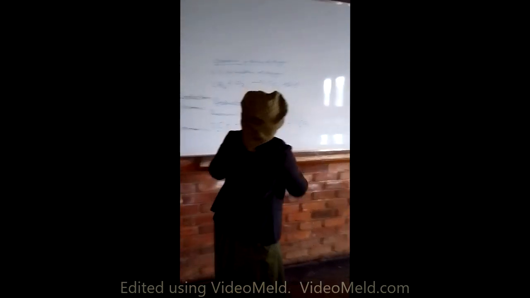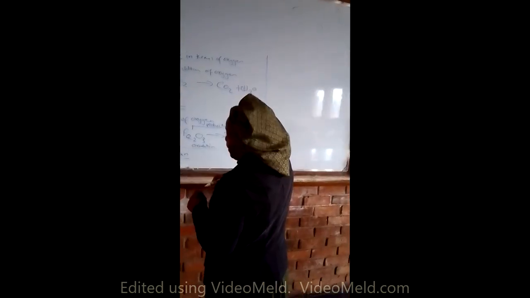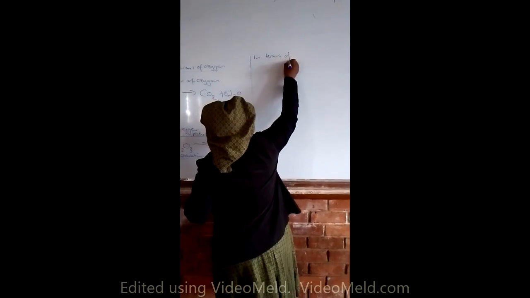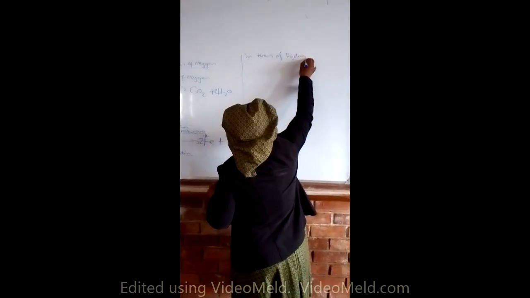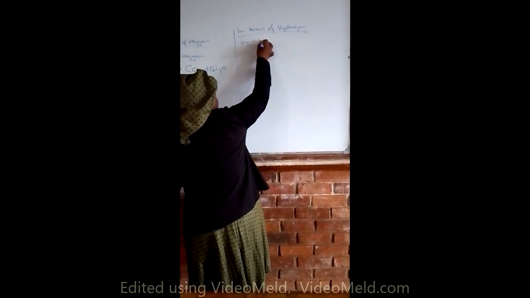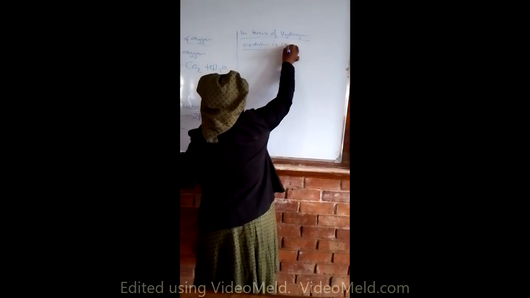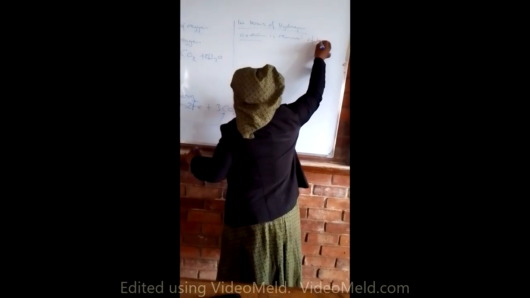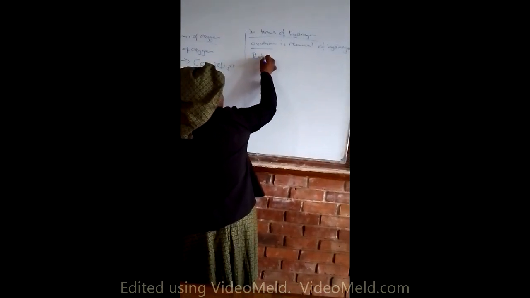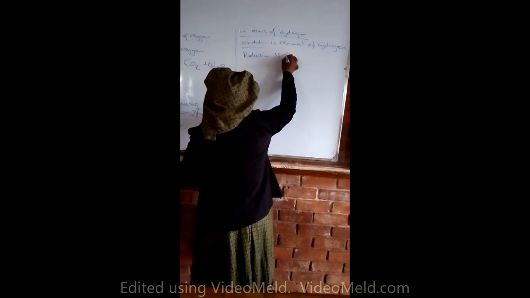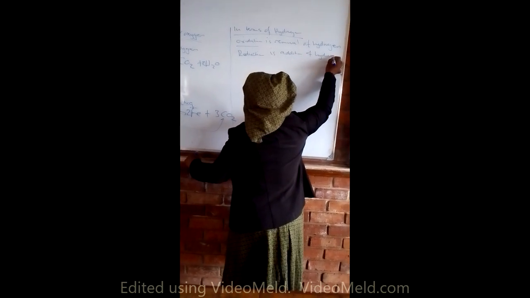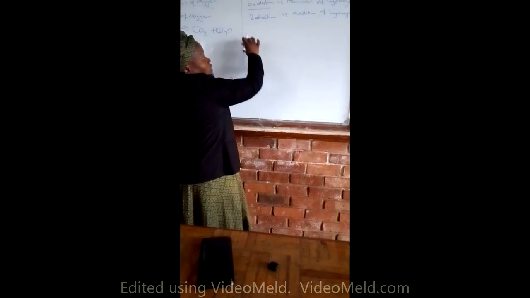Okay, let's move on. Let's define oxidation and reduction in terms of hydrogen. In terms of hydrogen, oxidation is removal of hydrogen, and reduction is addition of hydrogen. Let's look at this example. Consider this example.